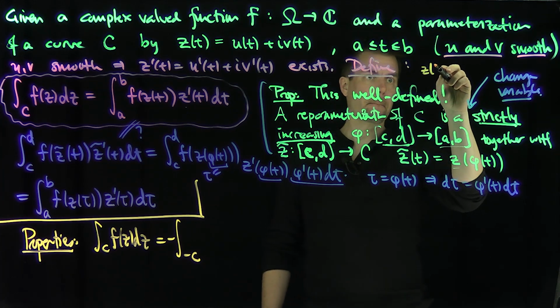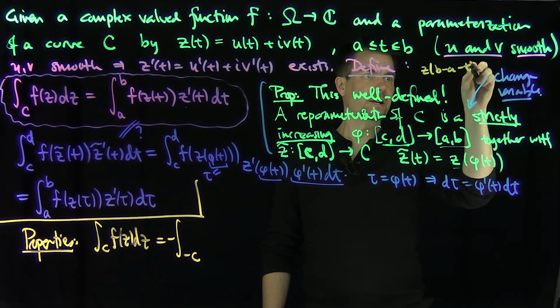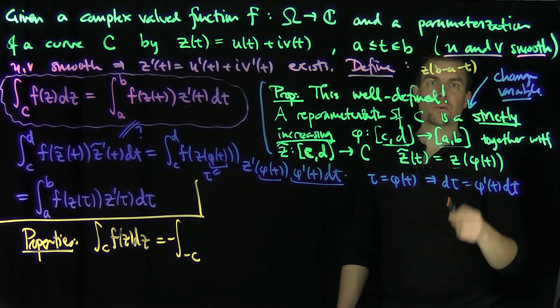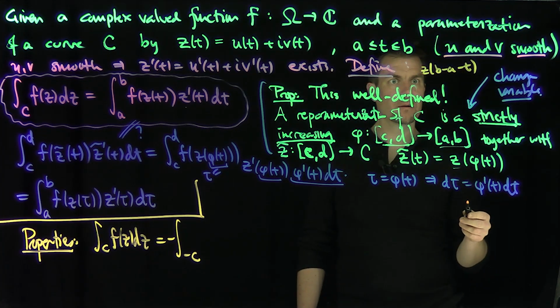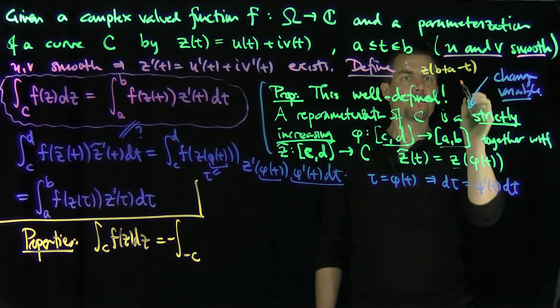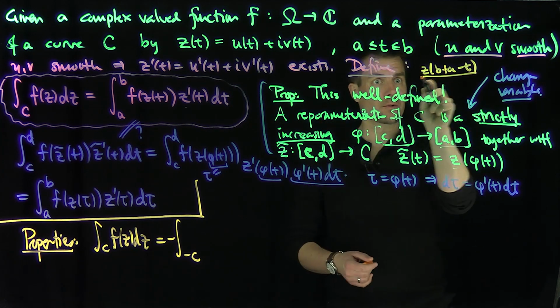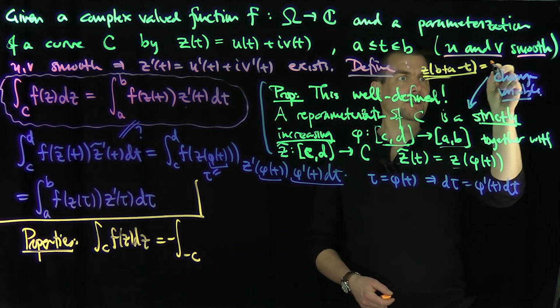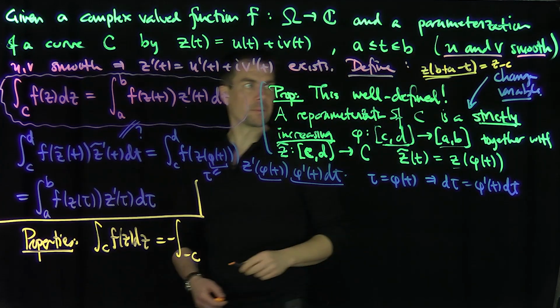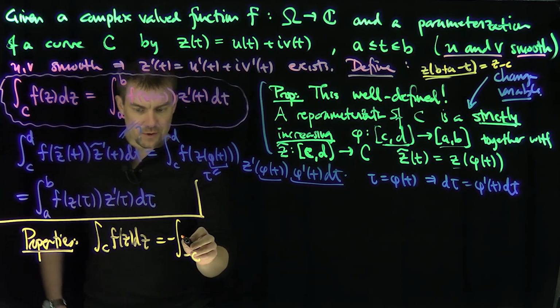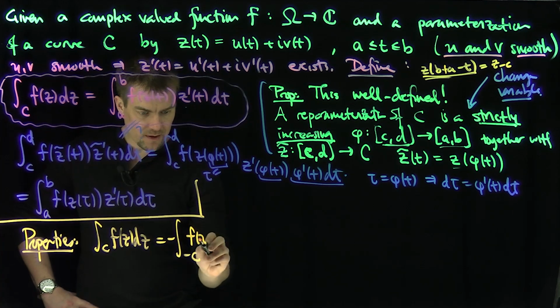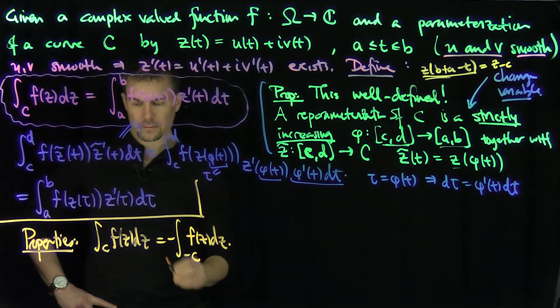B minus A minus t, right? So now if you plug in t equals A to this, you're at B, and if you plug in t equals B to this, you're at A, so it flips it. So this is the reverse orientation, so we can call that z sub negative C, the parameterization of the opposite curve. But that just gives you a negative sign, right? f of z of t, dz.